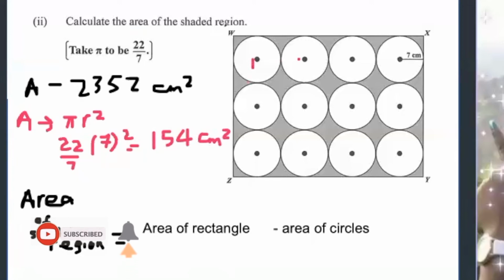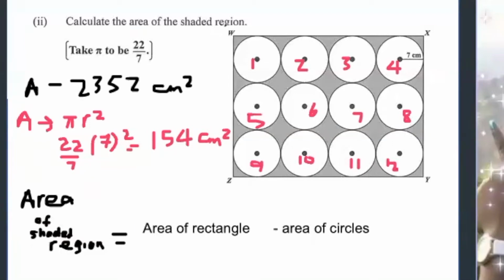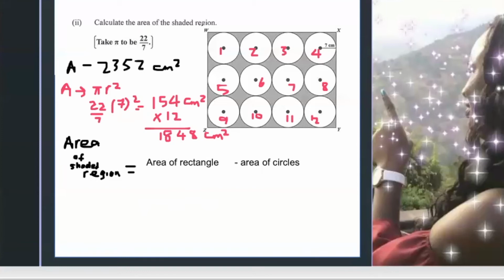But we have 1, 2, 3, 4, 5, 6, 7, 8, 9, 10, 11, 12 circles. So to find out the area of the 12 circles, which is the total area of the circles, is multiplying this by 12. So multiplying 154 times 12, I will get 1,848 centimeters square. So this represents the total area for the circles that's within this rectangle.